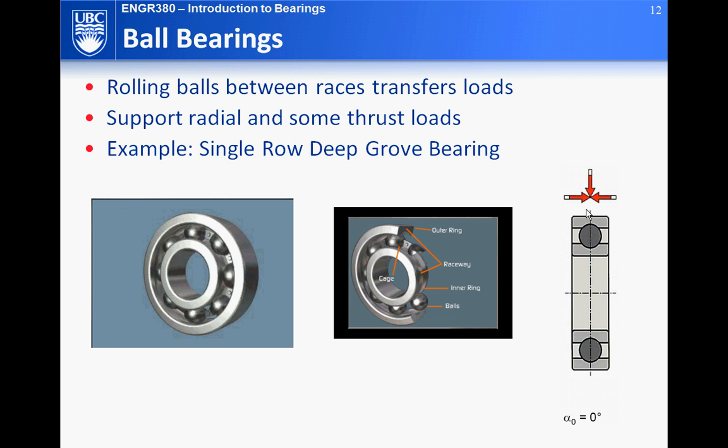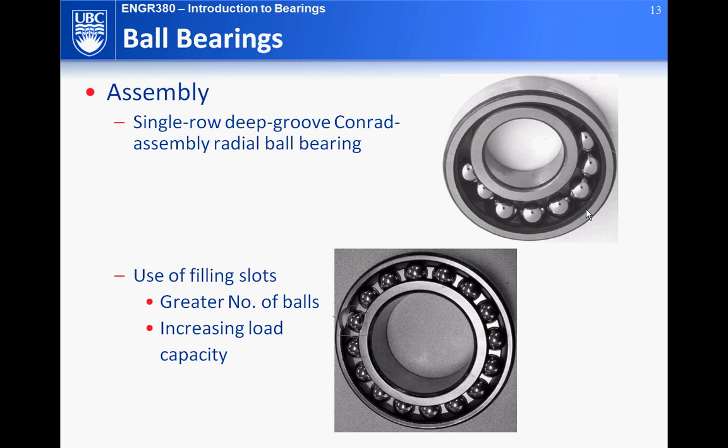So how do we assemble it? There are two ways of assembling it. The first one is called Conrad assembly. You have the outer ring, and you put all the balls on the outer ring, then you snap the inner ring into it and press and squeeze the balls evenly around the inner ring. This is called Conrad assembly radial ball bearing.